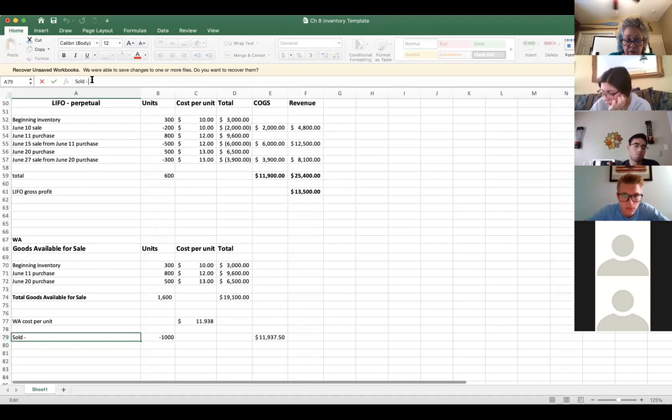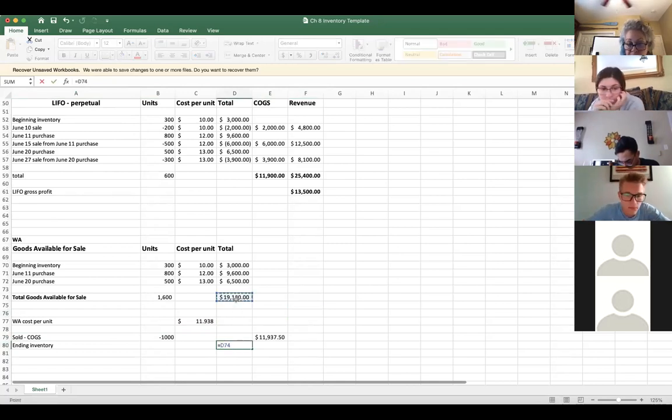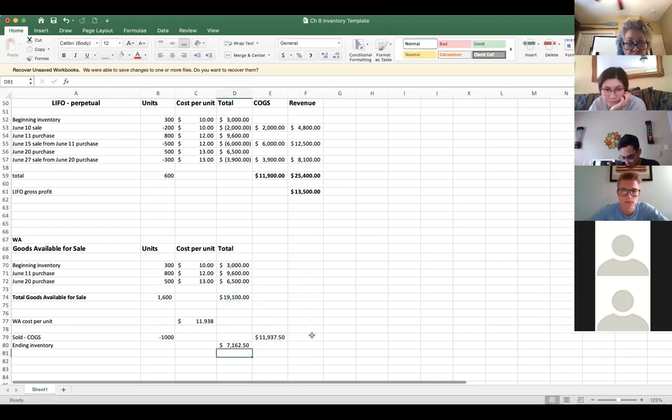So cost of goods sold is $11,937.50. Thus, my ending inventory will be, I can take the goods available for sale minus cost of goods sold and get $71,622.50.